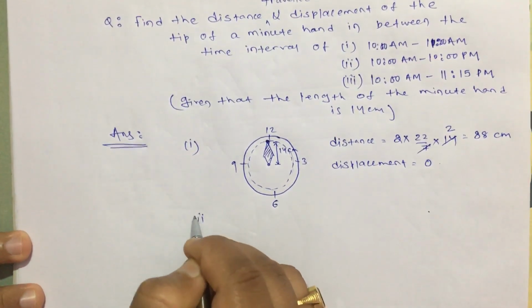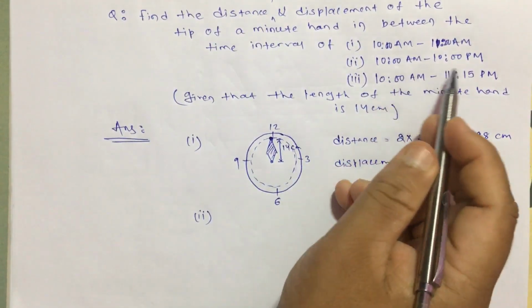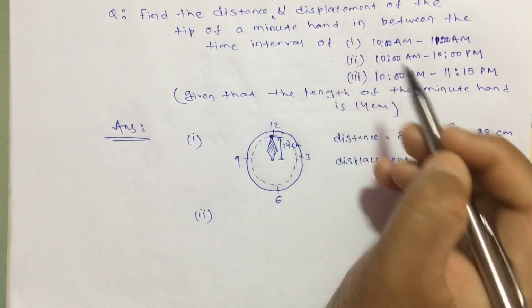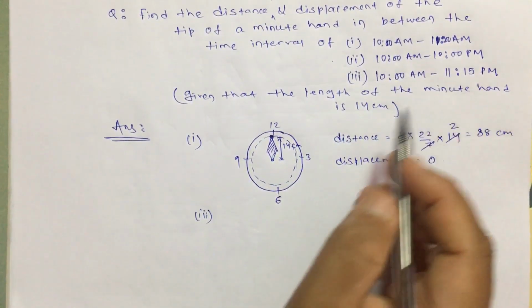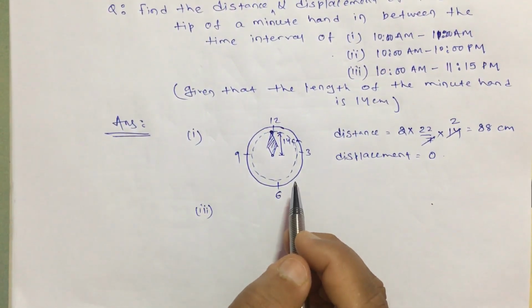Now the second bit, 10 am to 10 pm. You can solve it. This is your task. Now let us come to the third bit: 10 am to 11:15 pm.